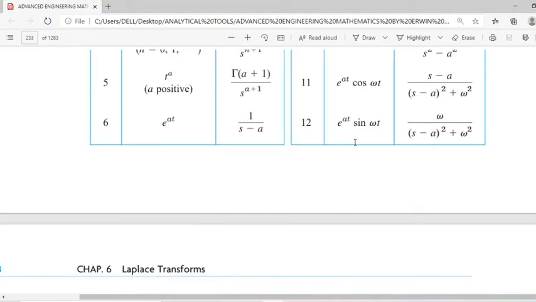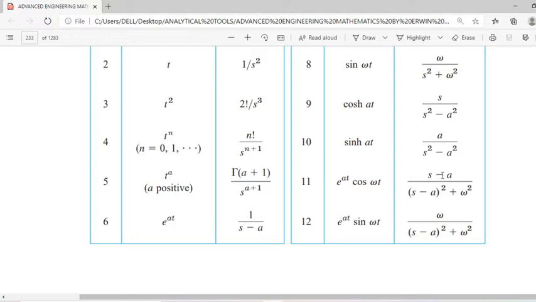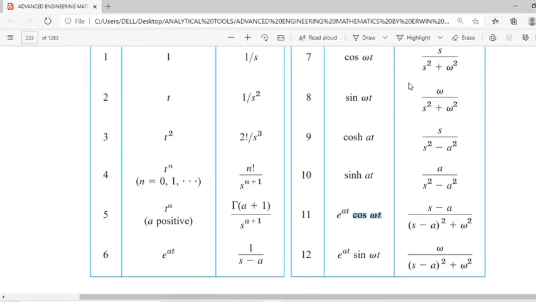Look at this table. Here we have S minus A by S minus A square plus omega square. You know the Laplace transformation of cos omega t is S by S square plus omega square. Then what will be the transformation of e raised to at into cos omega t? Instead of S we use S minus A, giving S minus A by S minus A square plus omega square. That is based on the shifting theorem, and similarly for e raised to at into sin omega t.